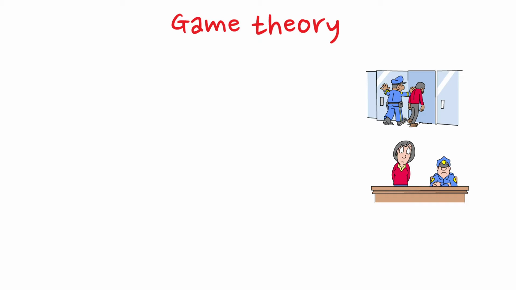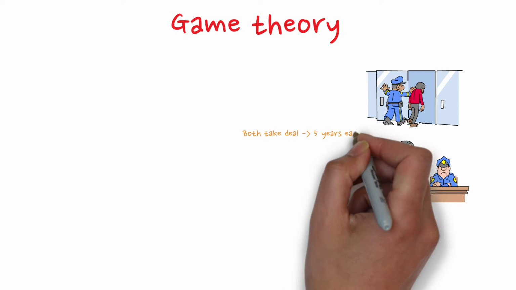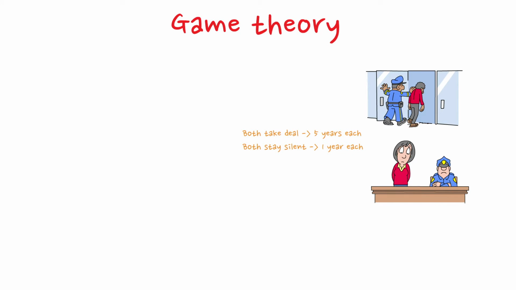If Alice rats out Bob and Bob stays silent, Alice goes free and Bob gets 10 years. If Bob rats out Alice while she stays silent, the roles reverse. If they both rat each other out, they both get 5 years. But if they both stay silent, just 1 year each.